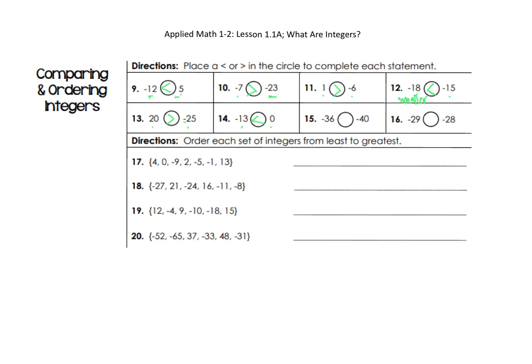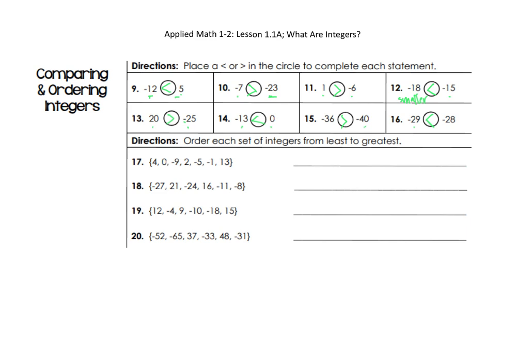On number 15, we have -36 and -40. Remember, who's smaller? -40 is smaller because it's a bigger negative number than -36. So we eat the bigger number, -36. And number 16, we have -29 and -28. Who's larger? Well, because -29 is a bigger negative number, it's smaller than -28, so we're eating -28.